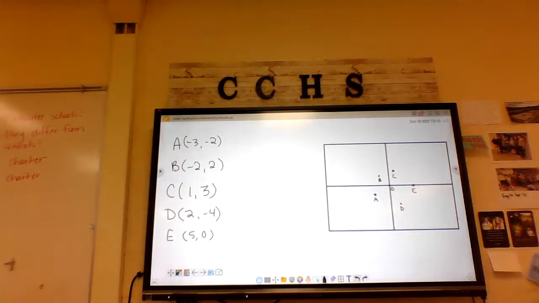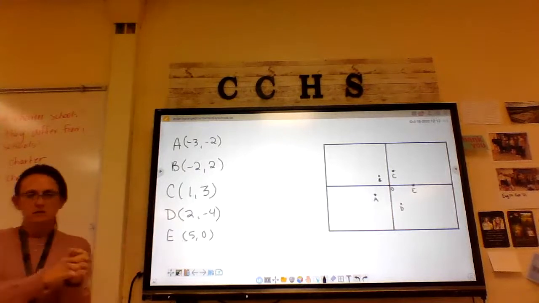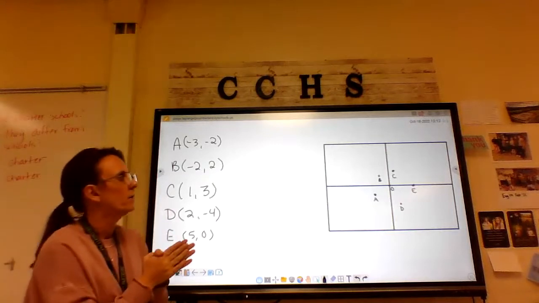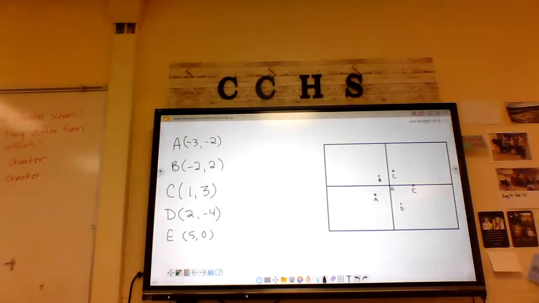So basically, all the points will live in a quadrant, except for the ones that are on the axes. Okay, so like point E, it's not in any quadrant; it's on the axis. Okay, so it's on the x-axis. But point C is in which quadrant? 1. Point A is in which quadrant? 3. Point D, 4, and point B, 2. Good. Right. So y'all are comfortable with that, right?